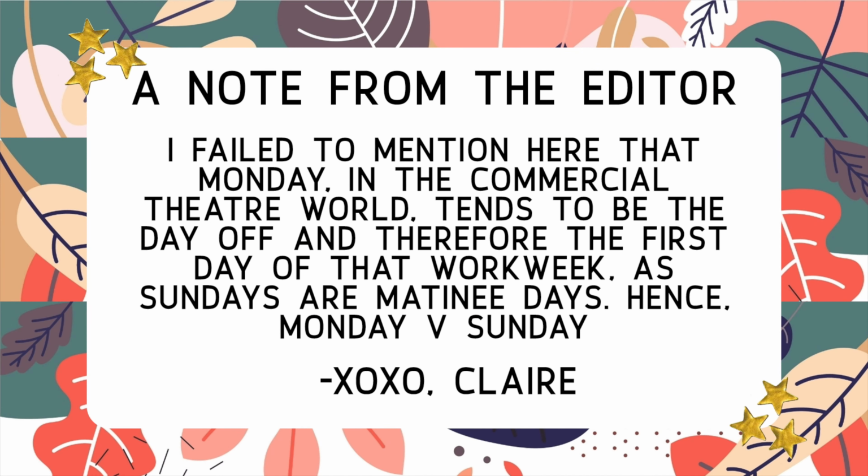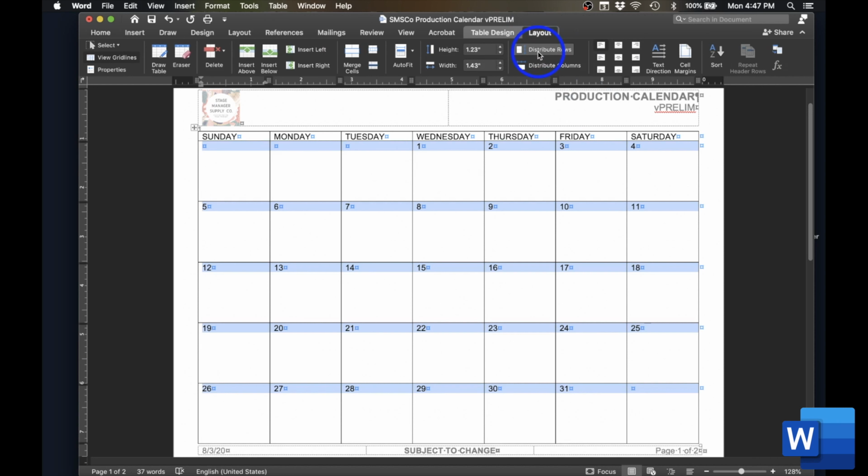Click the Table Layout tab of the toolbar, and then click the Distribute Rows button. Distributing rows and columns is one of my favorite tricks in Word to make really nice looking paperwork. Now we do have a little problem.